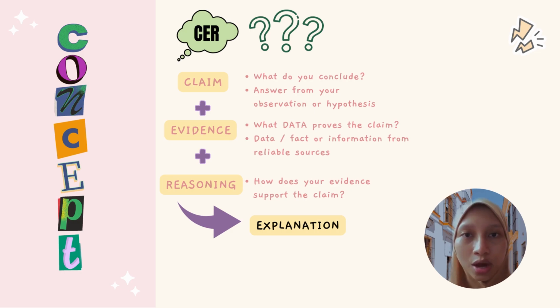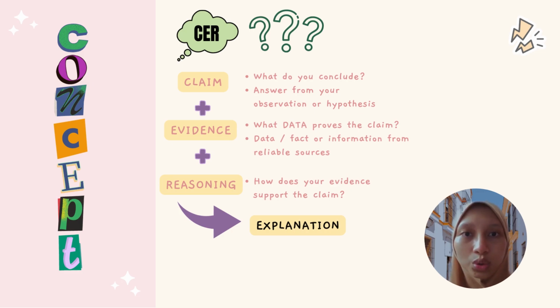Next, evidence. What data prove the claim? Data or facts must come from reliable sources. In simple words, evidence is data or proof to support the claim. Lastly, reasoning. How does your evidence support the claim? Reasoning is a logical connection between the claim and the evidence.